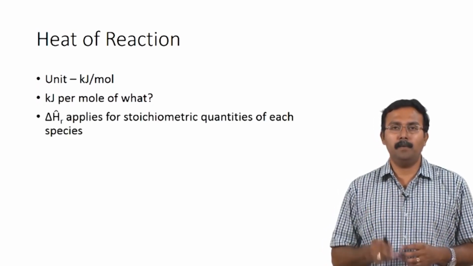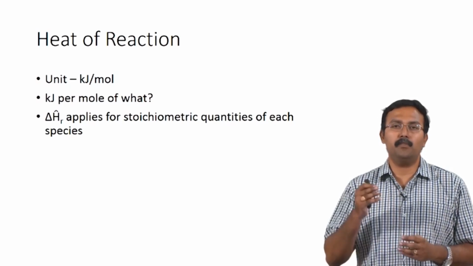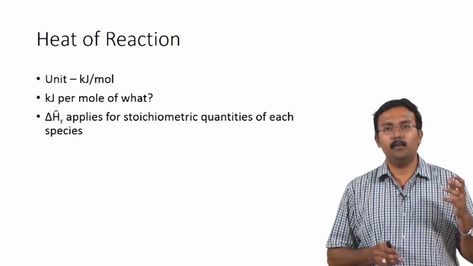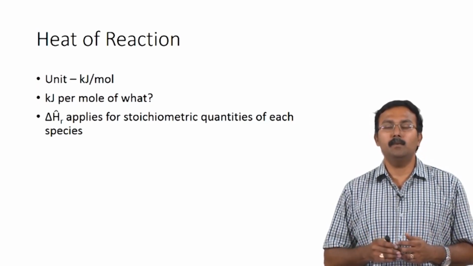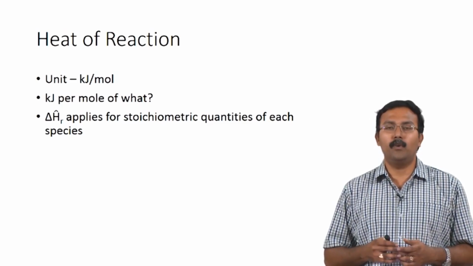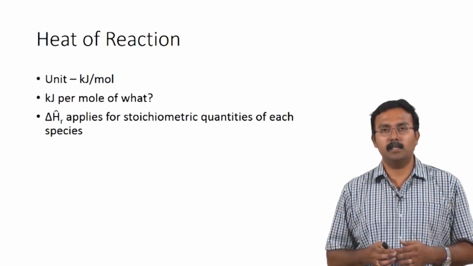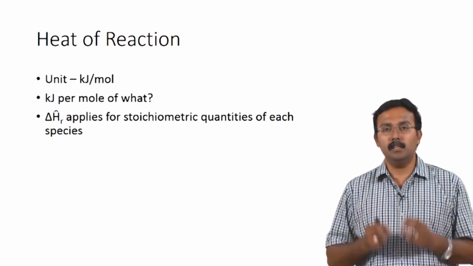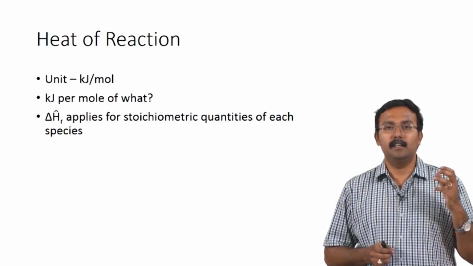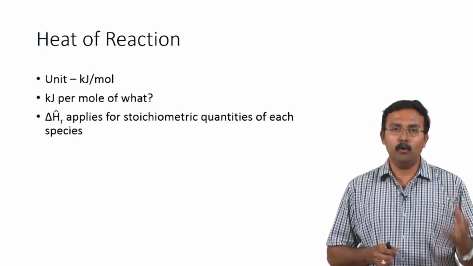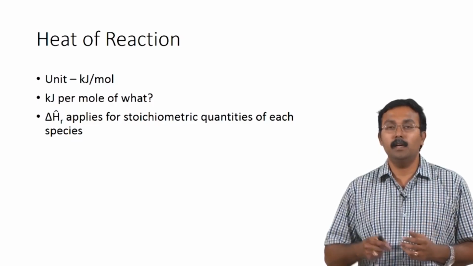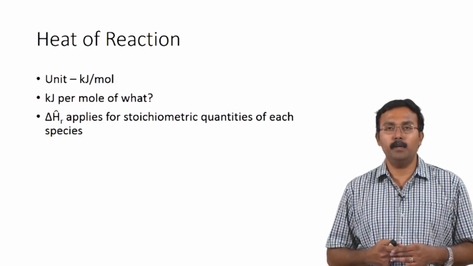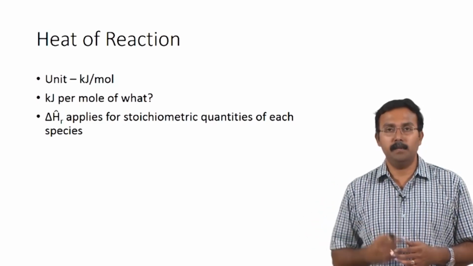Heat of reaction applies for stoichiometric quantities of each species. By that, what I mean is, in the reaction we looked at, we had 1 mole of calcium carbide reacting with 2 moles of water to form 1 mole of calcium hydroxide and 1 mole of acetylene gas. So, this would mean the heat of reaction accounts for 1 mole of calcium carbide being consumed, 2 moles of water being consumed, 1 mole of calcium hydroxide being produced and 1 mole of acetylene being produced.